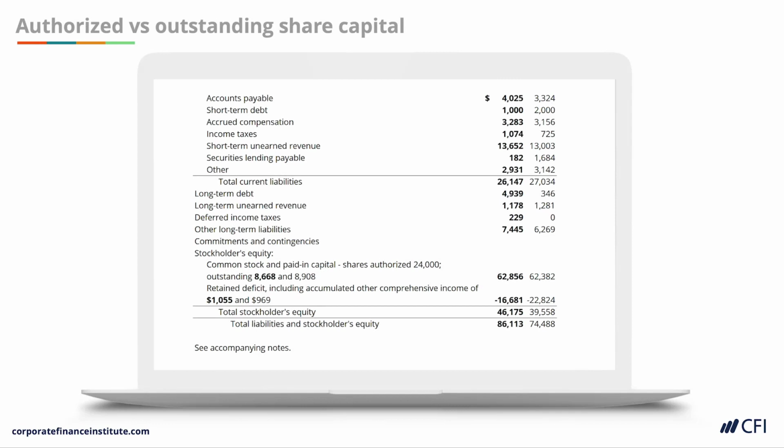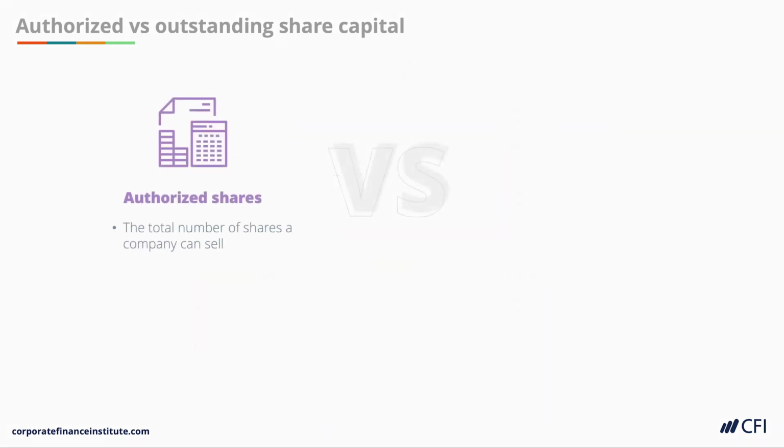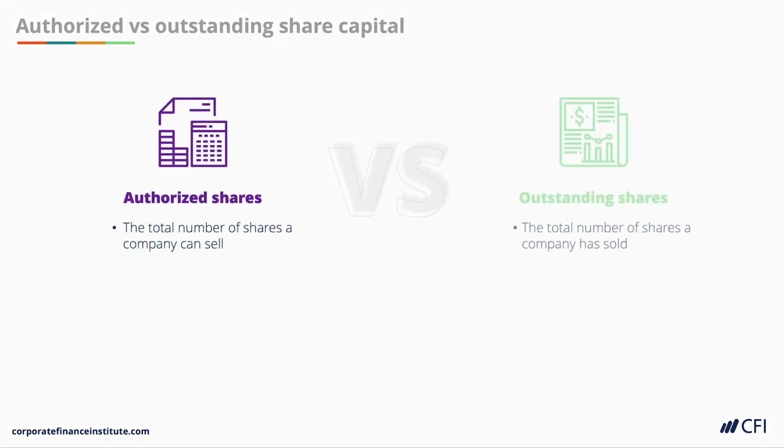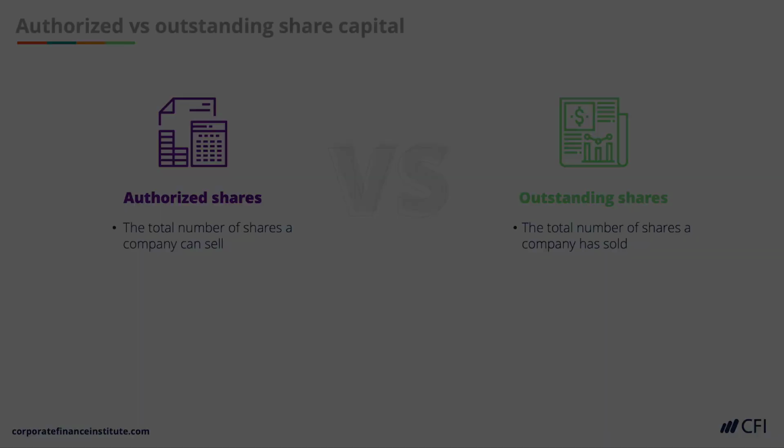A balance sheet normally indicates shares authorized and those outstanding. But what's the difference? Authorized shares are the total number of shares that a company has to sell. Outstanding shares are the total number of shares the company has sold. The balance sheet may also show outstanding shares as issued or paid out shares.